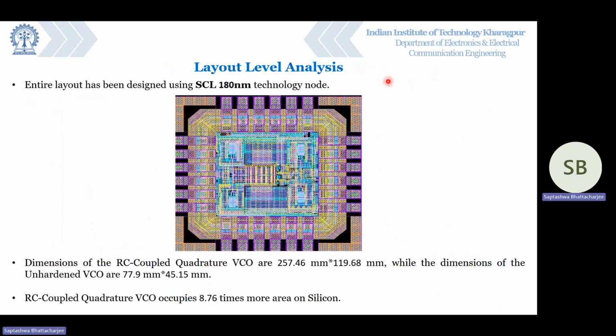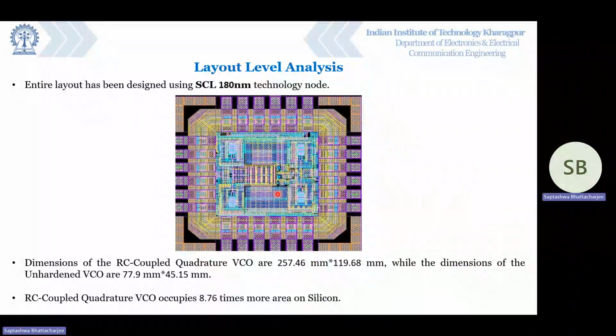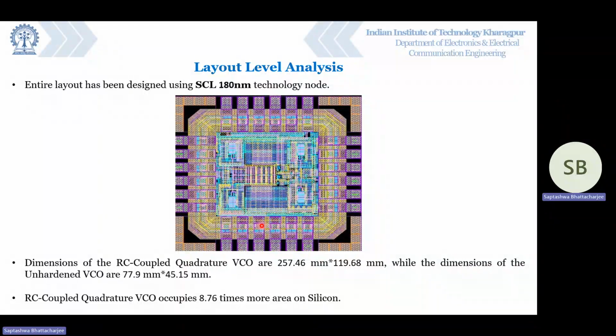Now, after the schematic level analysis, we move on to the layout level analysis. So the layout of both the hardened and unhardened VCO has been designed in SL 180 nanometer technology node and has been integrated with input-output pads. So the core consists of both the unhardened VCO and the hardened VCO. The dimensions of the hardened VCO, that is the RC coupled quadrature VCO, are mentioned, and same for the unhardened VCO, the dimensions have been mentioned. So the RC coupled quadrature VCO occupies around 8.76 times more area on silicon, which can be attributed to the large area occupied by the coupling capacitors and resistors in each stage.